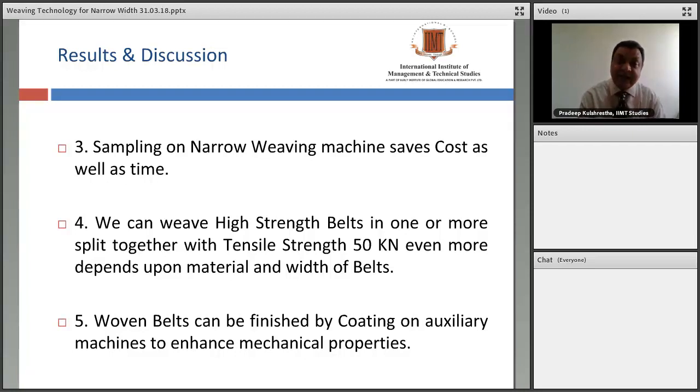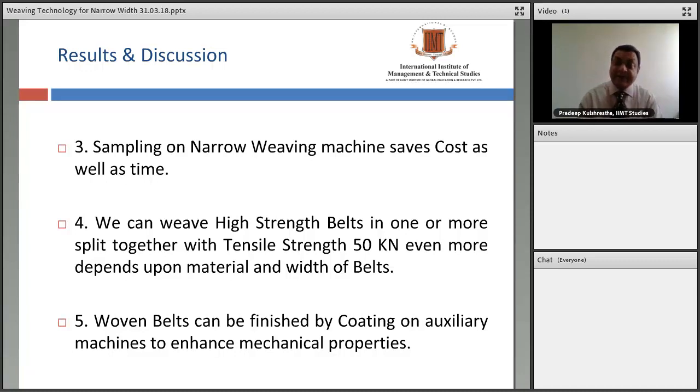What we are using in the chain, we are getting the same strength in the belt, even more than that in the belt, depending upon the material. Then the woven belt can be finished by coating on auxiliary machines to enhance mechanical properties.